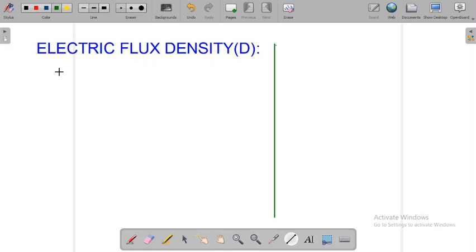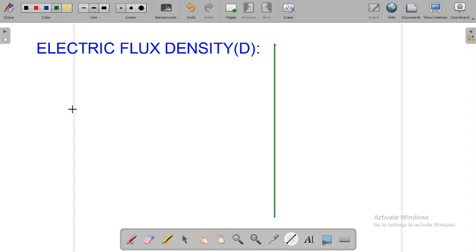What is the main source for the electric field? Charge. Due to charge we have the electric field. Electric field means electric field lines of force, and electric field lines are nothing but electric flux. We know that the electric field lines are open in nature. Actually, these electric field lines start at a positive charge and terminate at a negative charge.